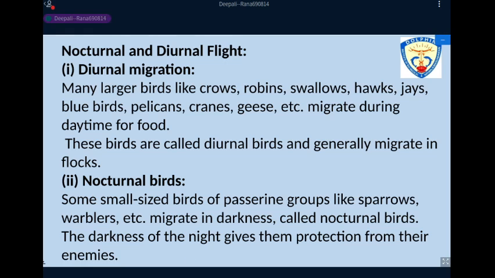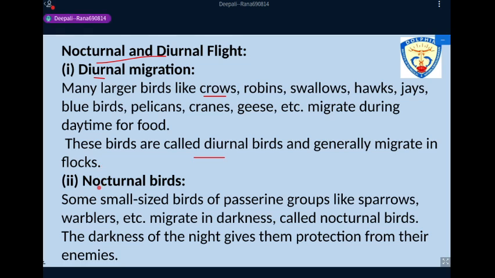Then the other type is what? Nocturnal and diurnal. Okay, so diurnal, this term is familiar to you all. Many larger birds like crows, robins, swallows, hawks, jays, bluebirds, pelicans, cranes, geese, etc., migrate during the daytime for food. And these birds are called what? Diurnal birds, and they generally migrate in flocks.